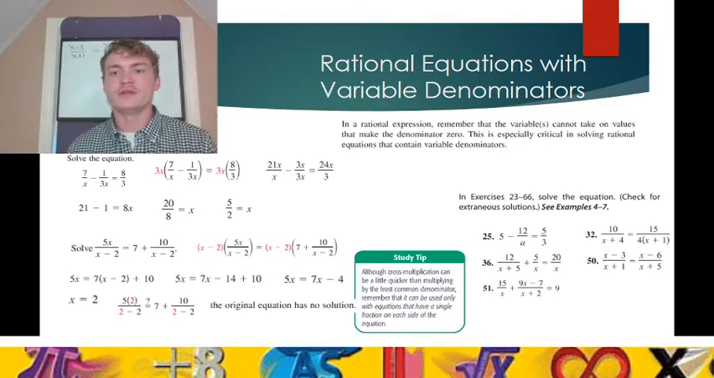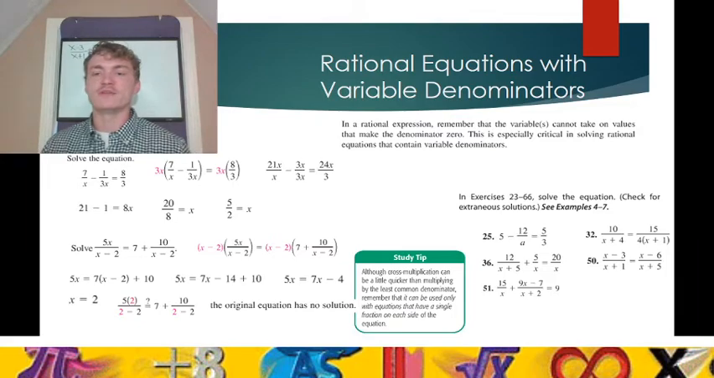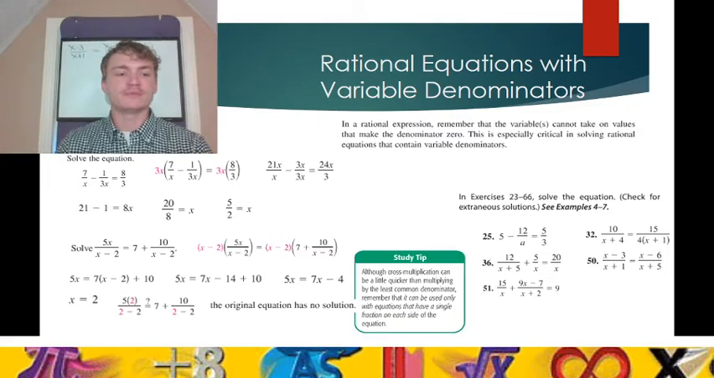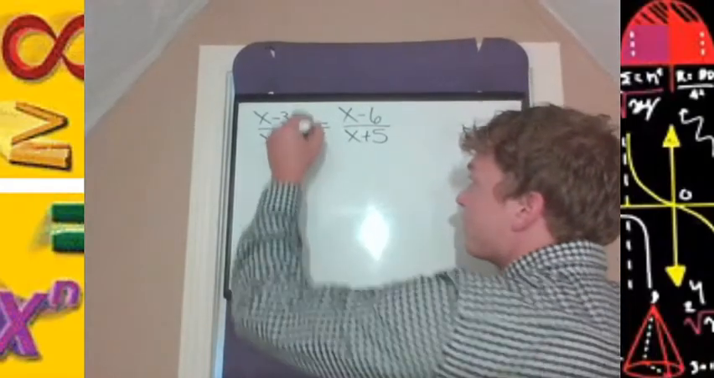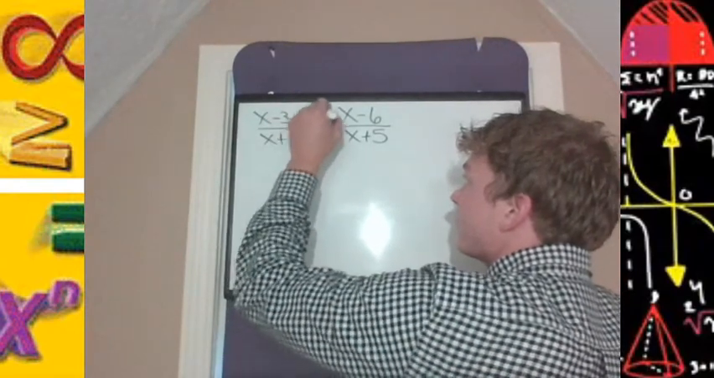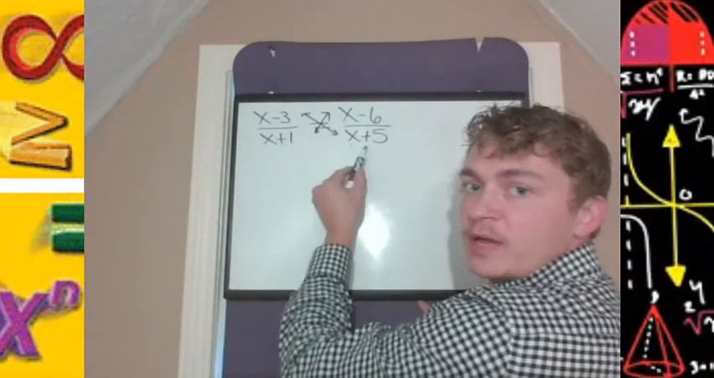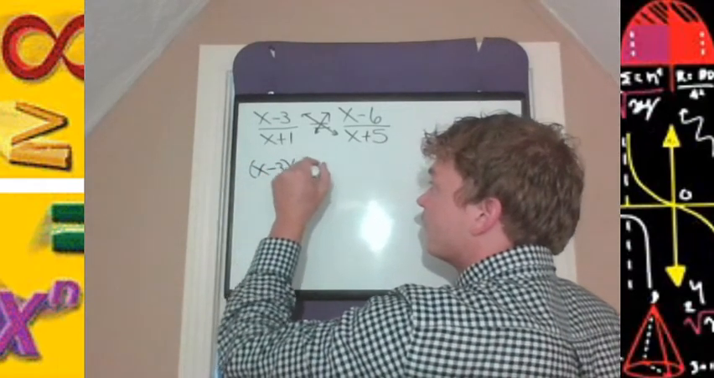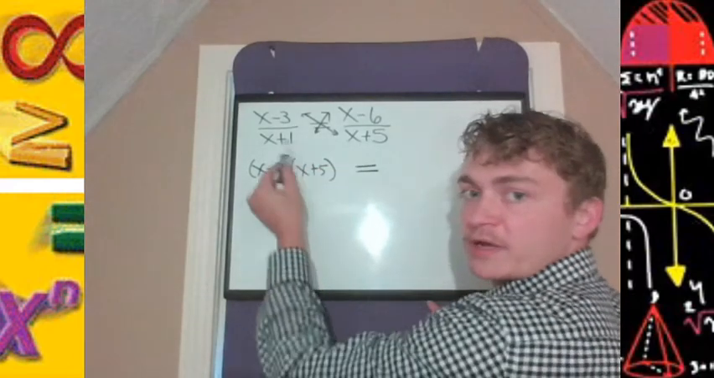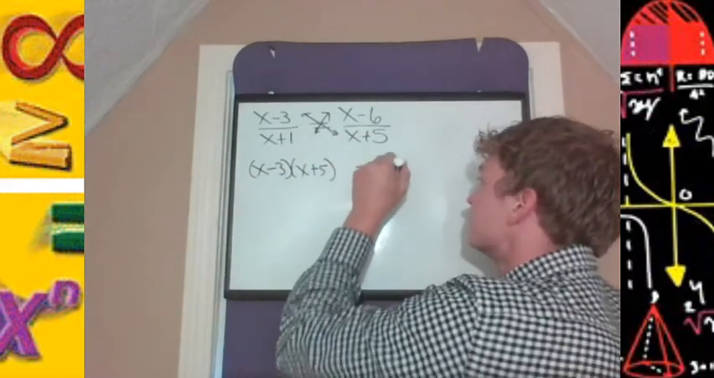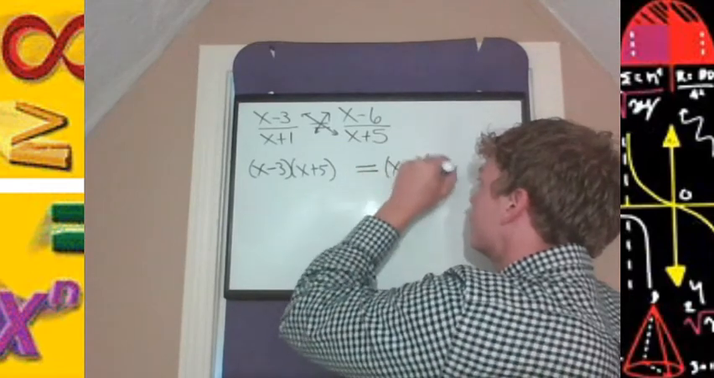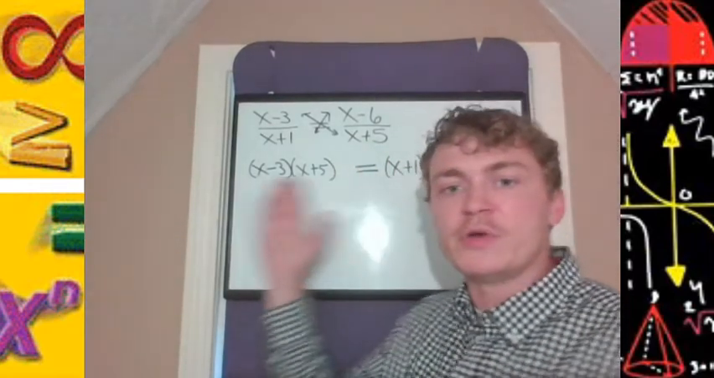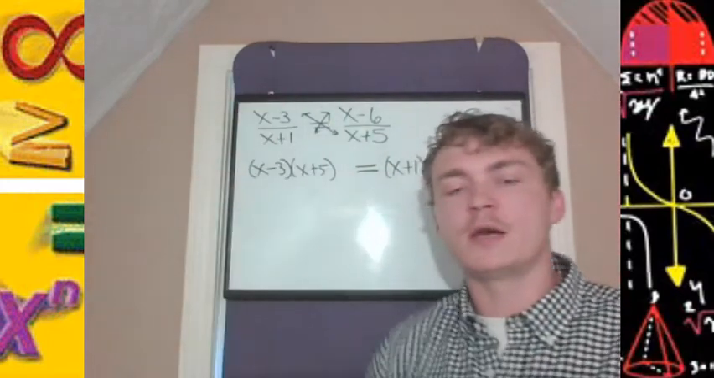For exercise 50, notice the similarities between 50 and 32. Number 50, we have a fraction equal to a fraction. Thus, to solve this rational equation, we use cross multiplication. X minus 3 will multiply x plus 5. This will equal the product of x plus 1 and x minus 6. So we do have an equation. We got rid of those pesky denominators.